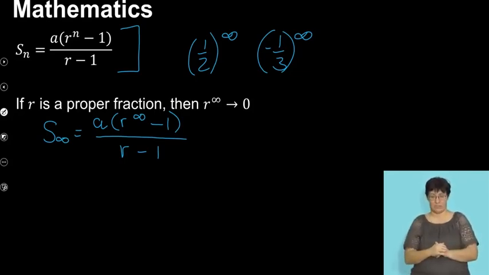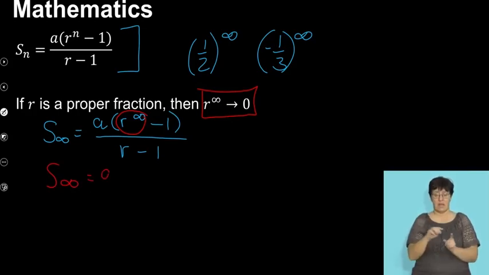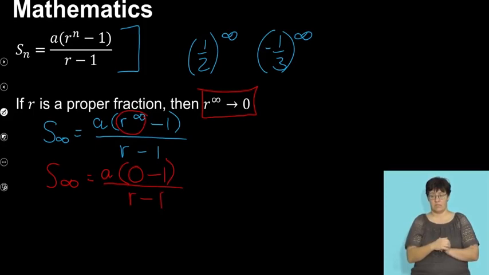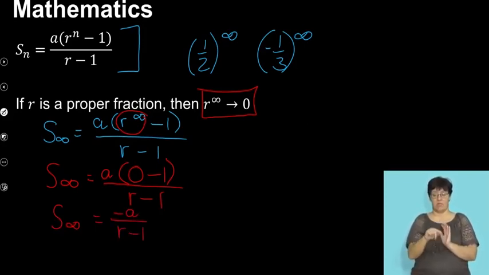So that means that when I actually have my ratio to the power of infinity, it's getting closer and closer to 0. So the sum to infinity will be equal to a. I'm going to replace r to the power of infinity with a 0, because we know a proper fraction to the power of infinity is going to get very close to 0. Then if I fill in the rest, I'm going to have 0 minus 1 over r minus 1. So let's simplify. The sum to infinity will be equal to -a over r minus 1.